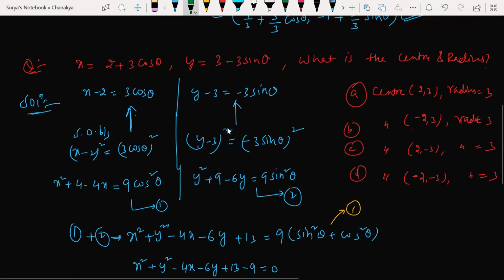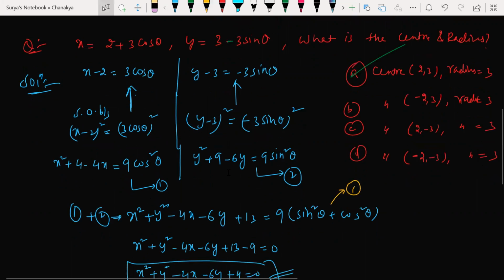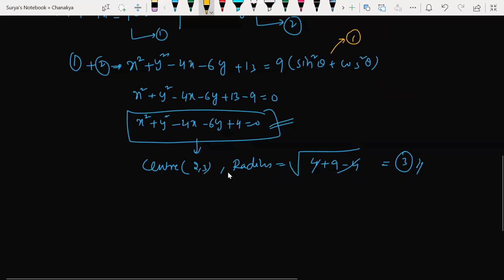All you have to do here is find out the center. Can I say that x is equal to h plus r cos theta and y is equal to k plus r sin theta? Then h comma k is my center, 2 comma 3 is my center. Quickly you can decide like that. Or else, just go with the normal method of solving equations: adding these two equations, I get center as 2, 3 and radius as 3. This is the answer of the given question.